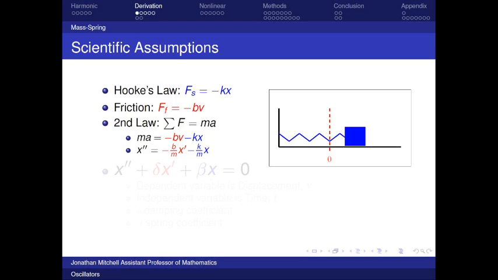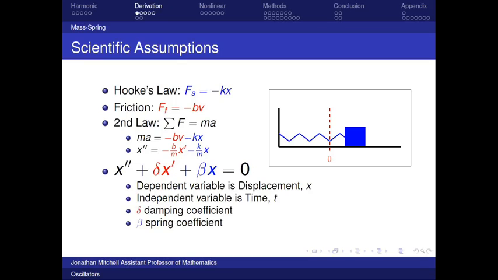And so out of this equation, acceleration turns into the second derivative of x, and the velocity is the first derivative. I can divide by the mass, assuming it's a non-zero mass, which shouldn't be too bad to assume. And then voila, we've got our equation for a harmonic oscillator that governs the position of this mass spring. Dependent variable is x, independent variable is time, and delta is our damping coefficient, which governs how much friction there is, and then beta is the spring coefficient.